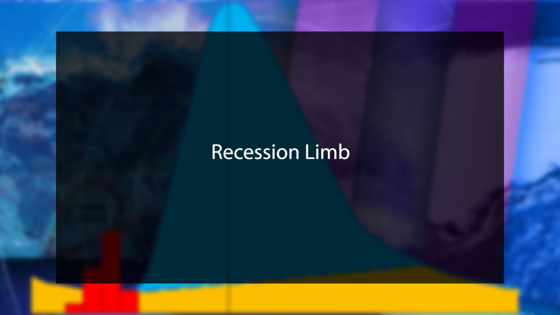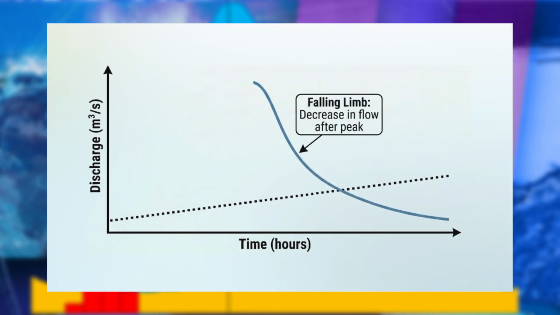So far as the recession limb is concerned, high intensity rainfall is often associated with a shorter recession limb as the rapid influx of water subsides relatively quickly once the rainfall event ends. On the other hand, low intensity rainfall tends to produce a longer recession limb as water infiltrates the soil and base flow contributions sustain the flow for extended periods.